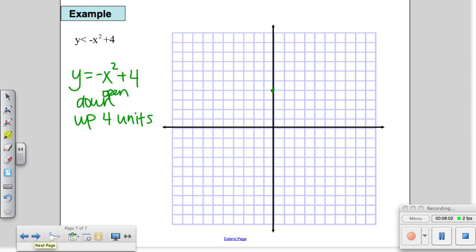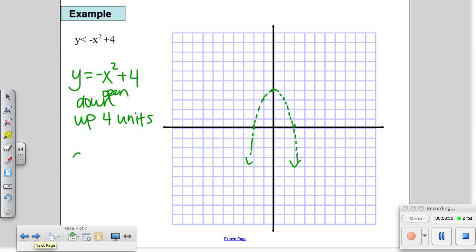And put a dot. I'm going to go over 1 and down 1 and over 2 and down 4 in both directions. And my parabola is going to open downwards, and it's going to be a dashed line. The next step is to test a point.